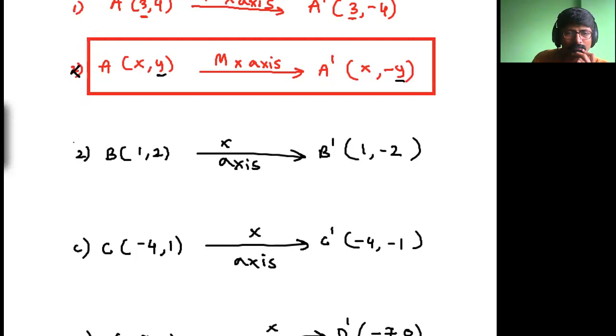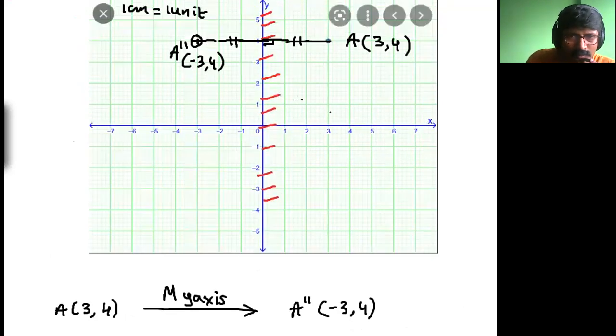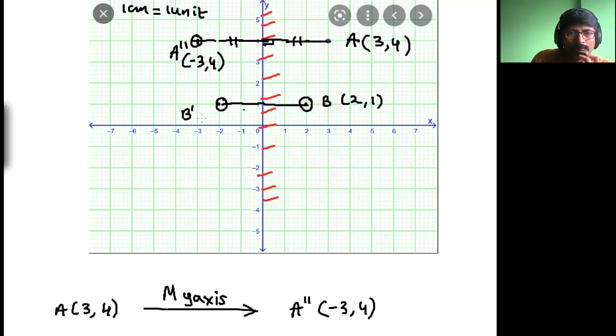Same thing in case 2, you can say when a point reflects under the y-axis, y remains the same, but x changes. I'll take one or two more examples. Let's say this is the point B, which is (2, 1). Now when it reflects under the y-axis, it will become 2 points over here on the other side. Now what will this B prime be? Simple, (-2, 1). Isn't it very simple?